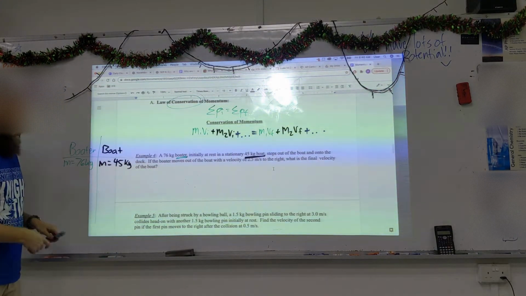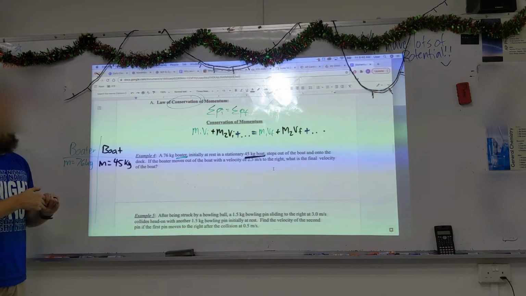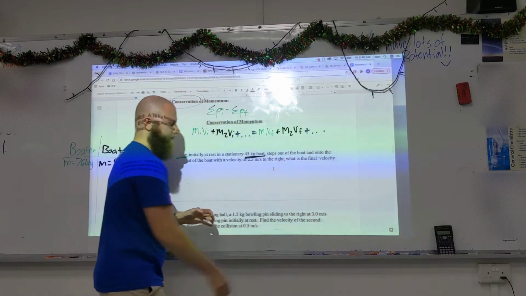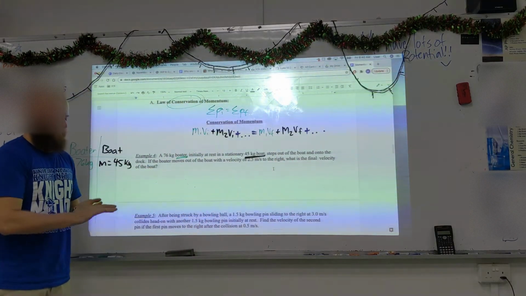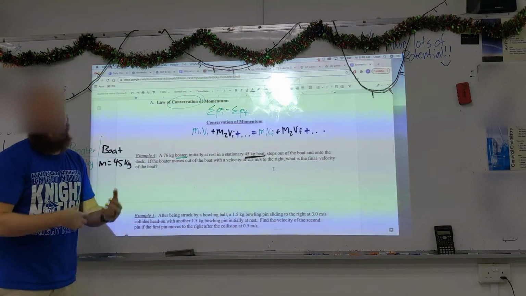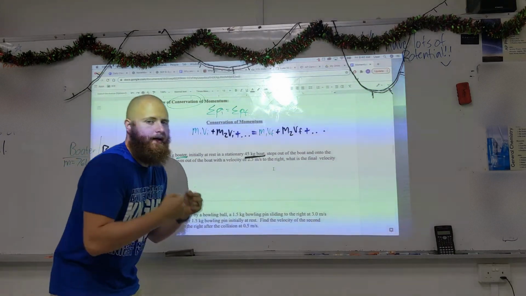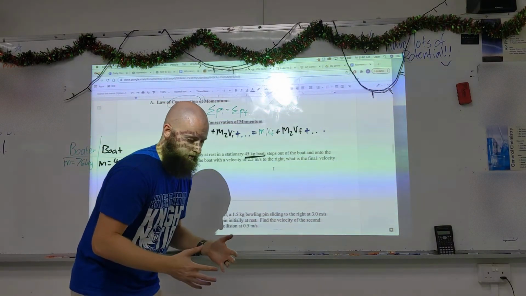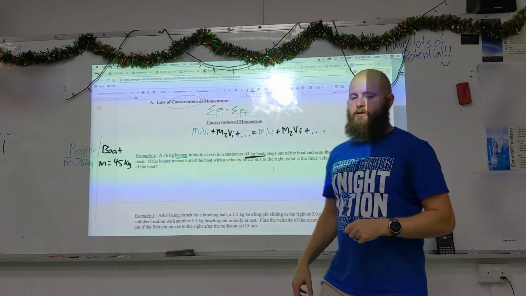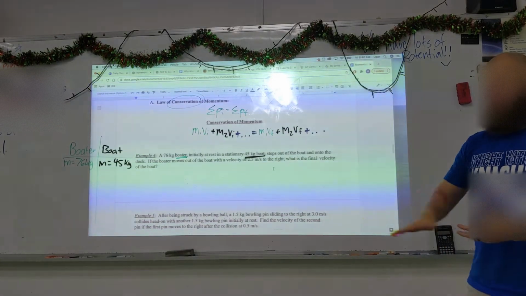Now, the tricky part of this problem is trying to decide where I want to have my initial and where I want to have my final. In problems like these, you kind of have to get used to them. The initial is going to be when the guy is standing in the boat. All of a sudden he's going to jump out. So before is when he's standing still in the boat, and after is after he leaves that boat, as he jumps out.